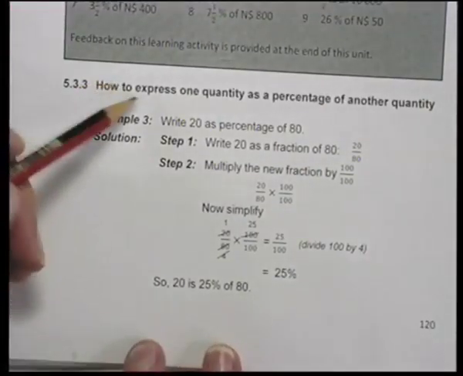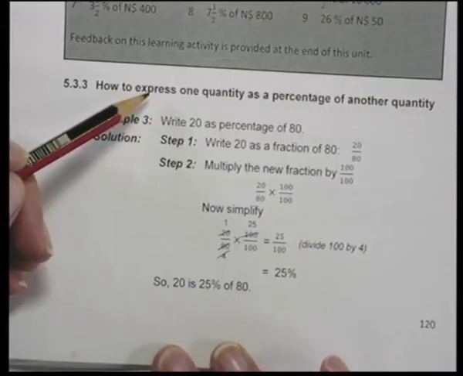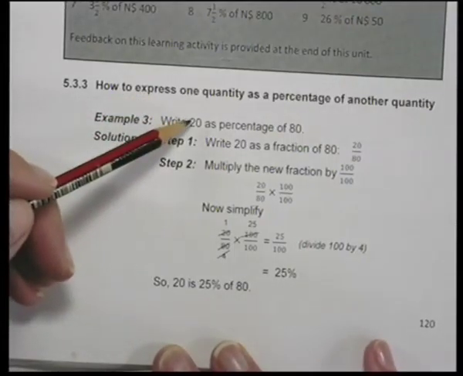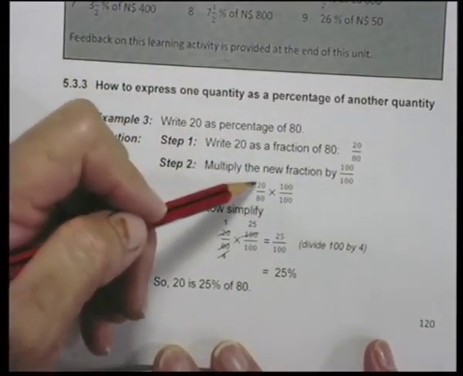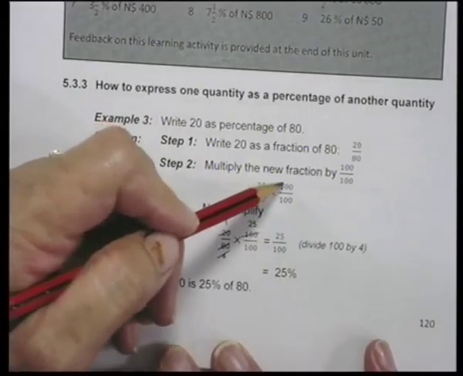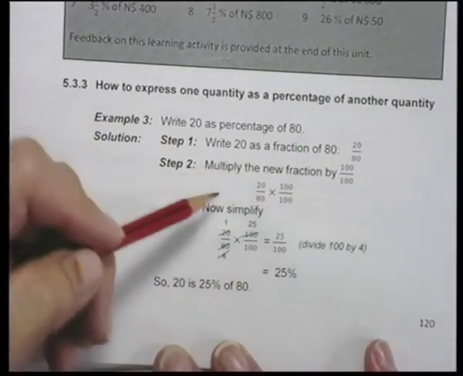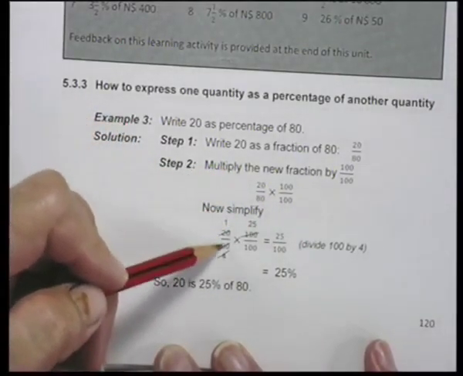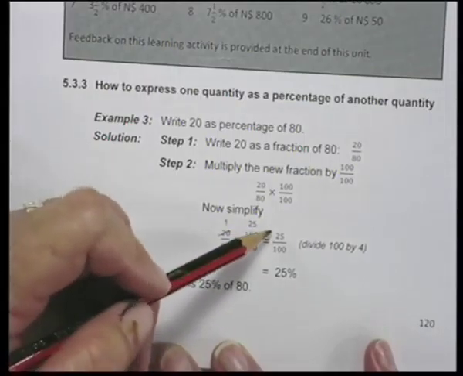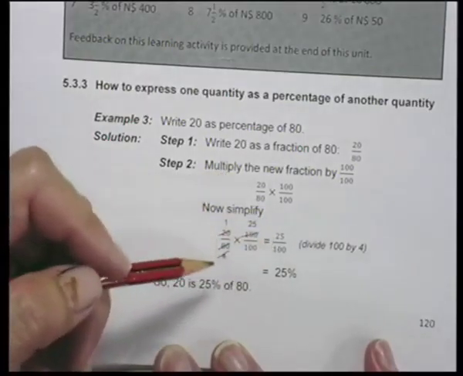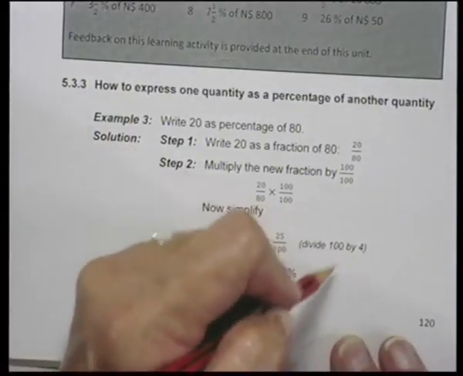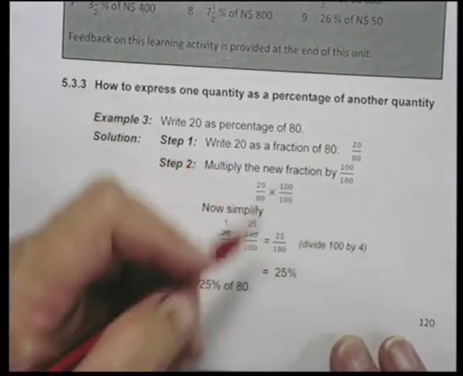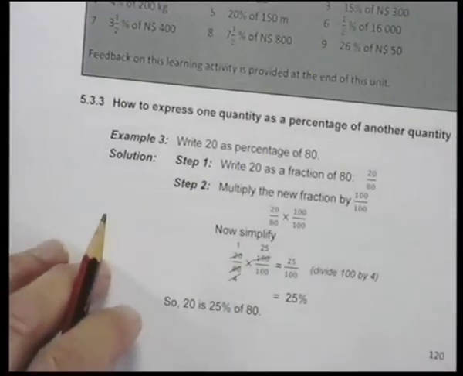Here's an example of how to express one quantity as a percentage of another quantity. Write 20 as a percentage of 80. So we write it as a fraction, 20 over 80 times 100 over 100, and simplify. 20 out of 80 over 100 over 100, and that is 25 over 100. Instead of writing 25 over 100, we say 25%. We see the percentage sign is taken from the 100.